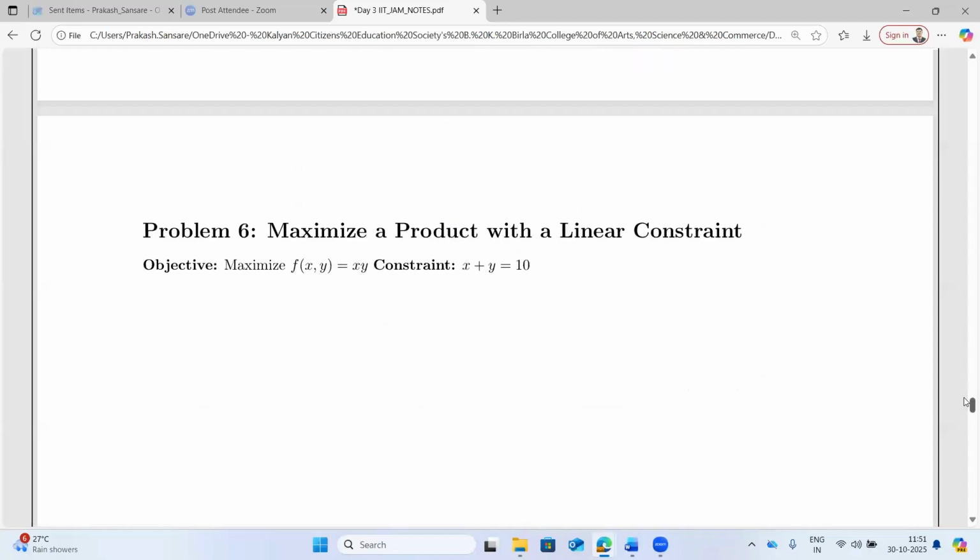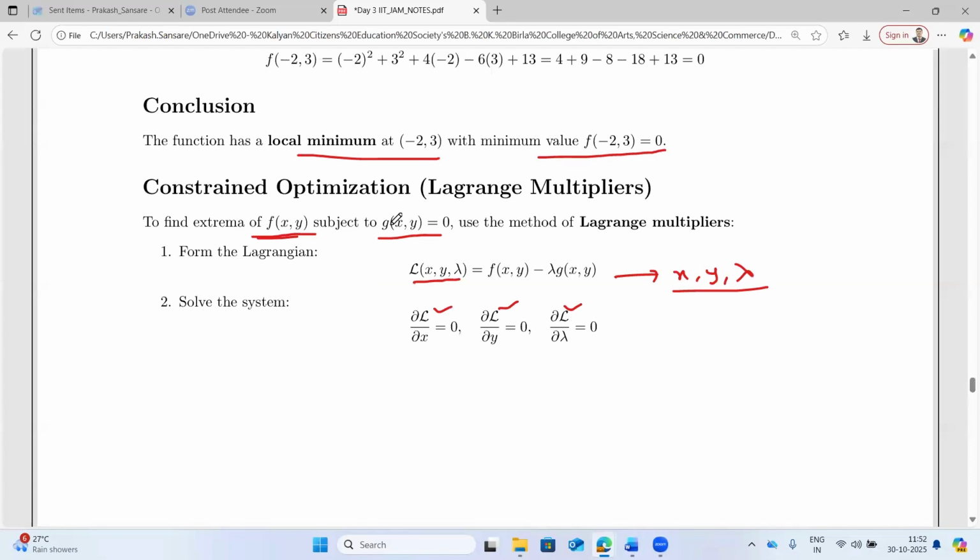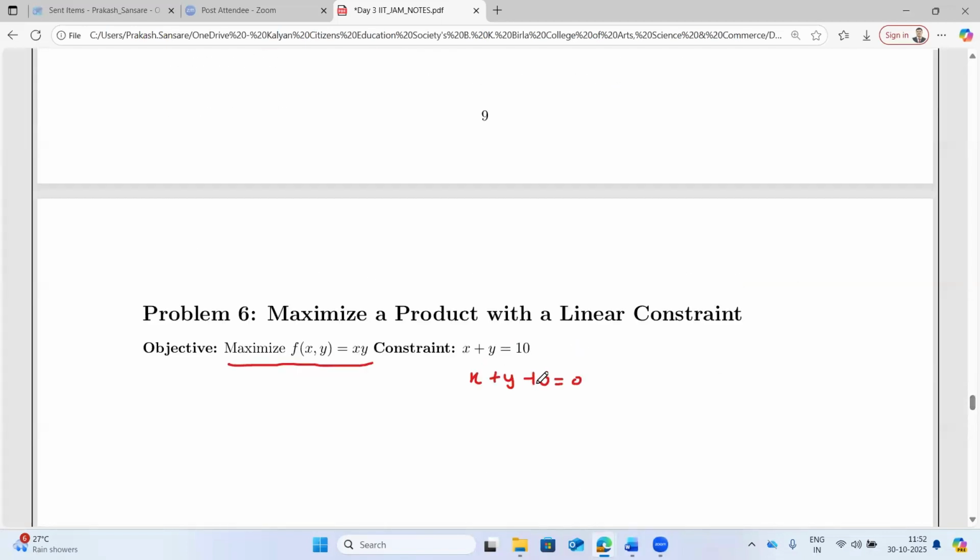Okay. So here is a question: maximize a product with a linear constraint. Maximize f of x comma y, which is equal to x times y, and the constraint is given as x plus y equals 10. So first we will write down this constraint as x plus y minus 10 is equal to 0, because here we have g of x comma y is equal to 0. So my constraint is basically x plus y minus 10 is equal to 0.